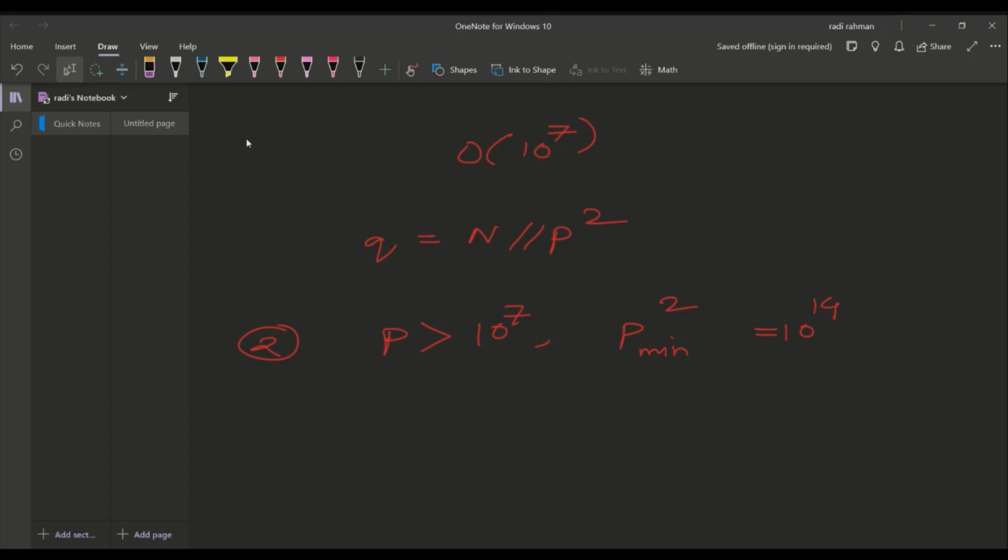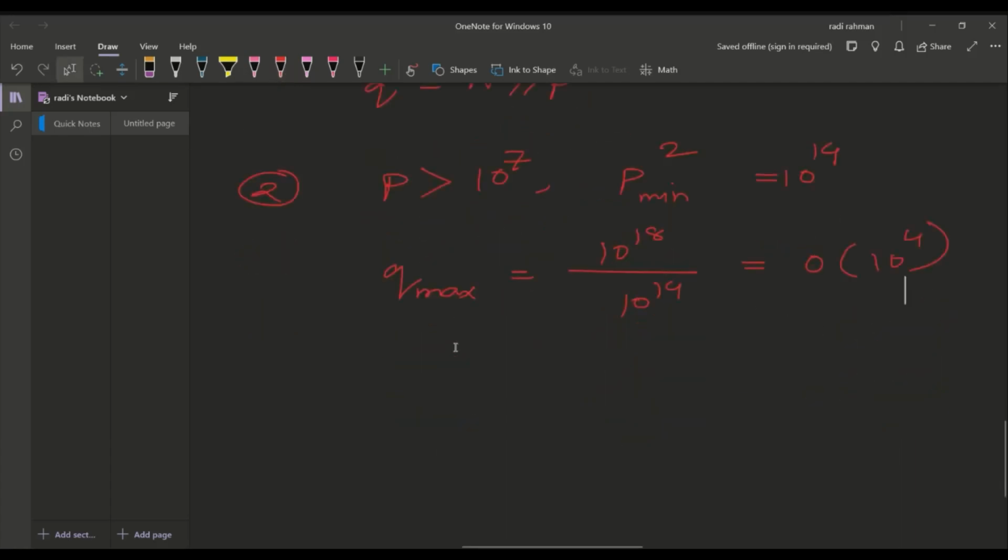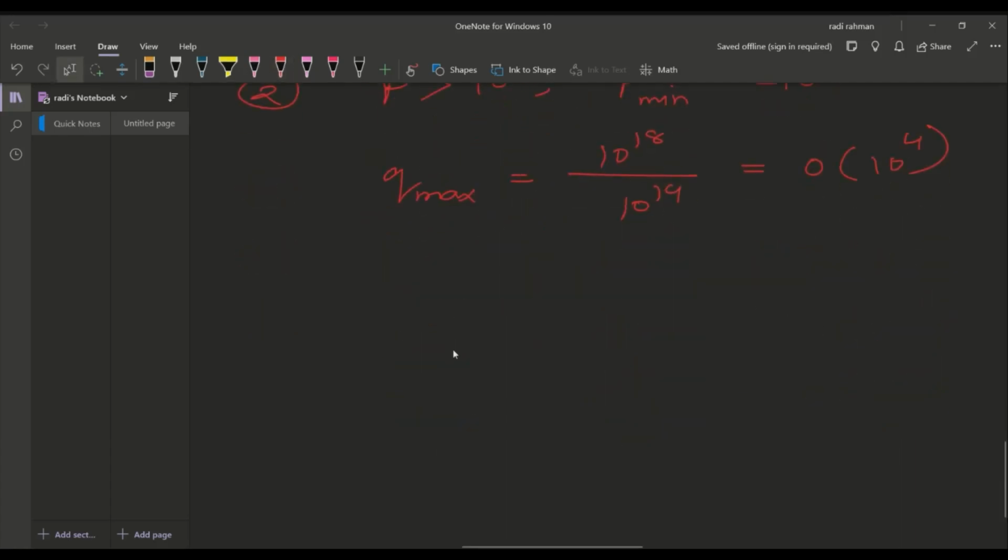Because 10 to the power 14 is equal to (10 to the power 7) squared, right? Then your maximum q will be nothing but 10 to the power 18 divided by 10 to the power 14, or we can say that order of 10 to the power 4, right? So your maximum q can be order of 10 to the power 4. Then we can say that q will be less than or equal to 10 to the power 4, order of 10 to the power 4.